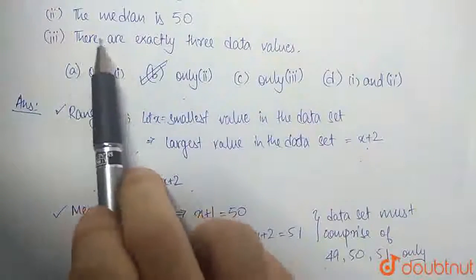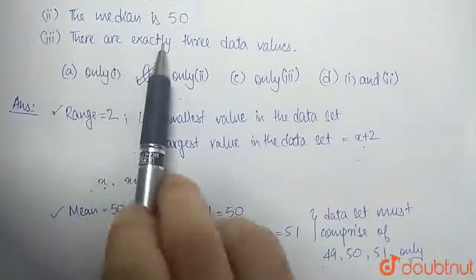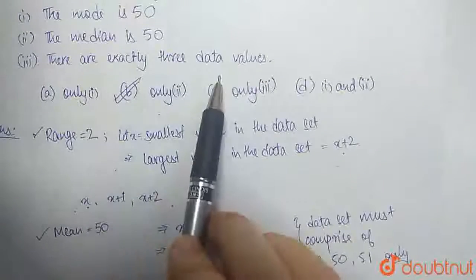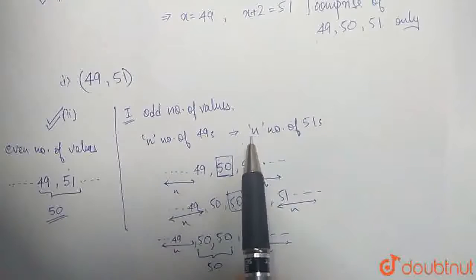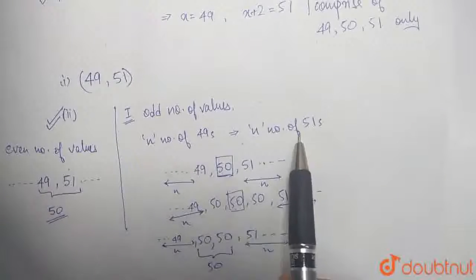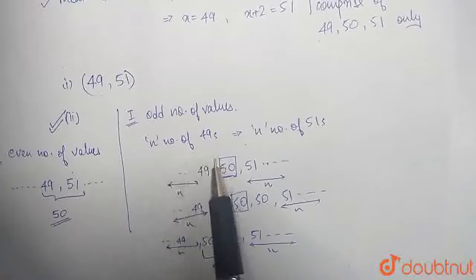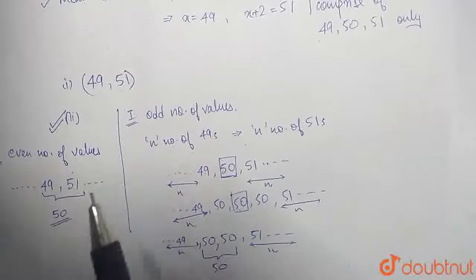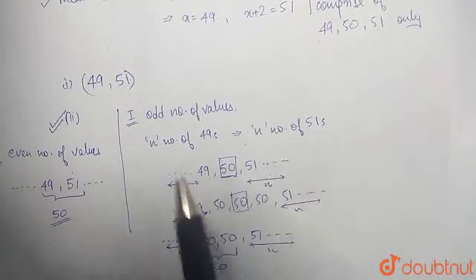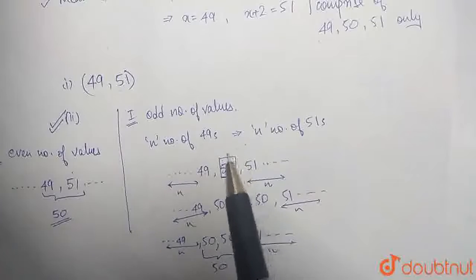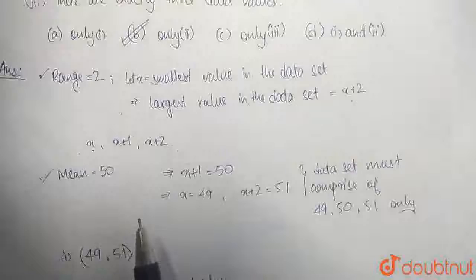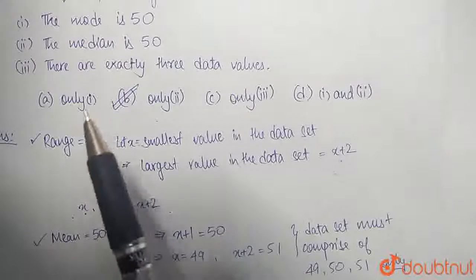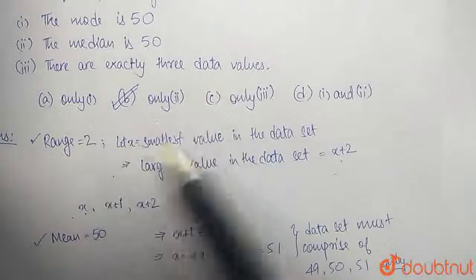Now I will explain why option 3 is incorrect. There are exactly 3 data values. Now we have already taken so many examples in which we have n numbers of 49s and 51s. So there is no limit in place in the given conditions which restricts our number of values to a certain number. So 'there are exactly three data values' is false.